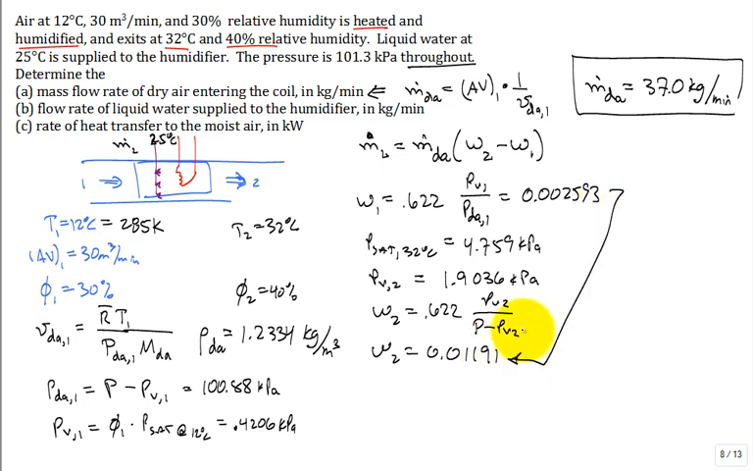The outlet humidity ratio is greater than the inlet humidity ratio. Makes sense. You're humidifying, the amount of water vapor goes up per kilogram of dry air. So then we stick into this equation, we get the mass flow rate of the liquid. They want it in kilograms per minute, 0.345 kilograms per minute.